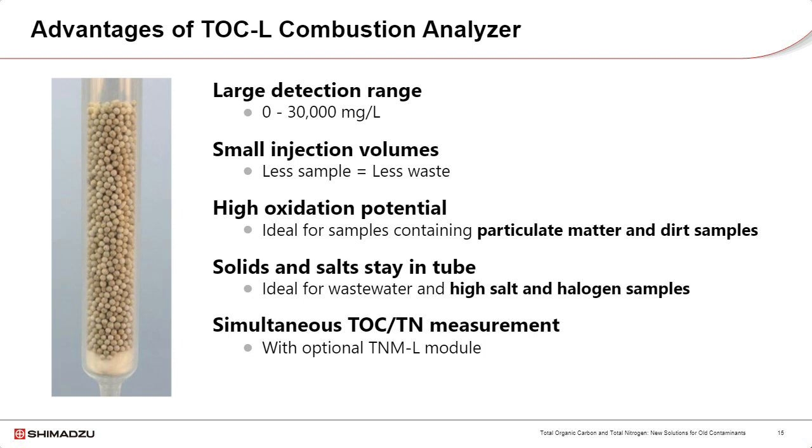So what this means is that less sample being injected equals less waste that users have to deal with. The high oxidation potential of the high temperature furnace and the platinum catalyst also ensures complete oxidation for even the dirtiest or most particulated samples. Salts and solids will be trapped in the combustion tube, so it is ideal for wastewater and even high salt, high halogen samples. And when combined with our optional TNM-L total nitrogen module, it is possible to measure total nitrogen and total organic carbon simultaneously with one injection of sample into the instrument.